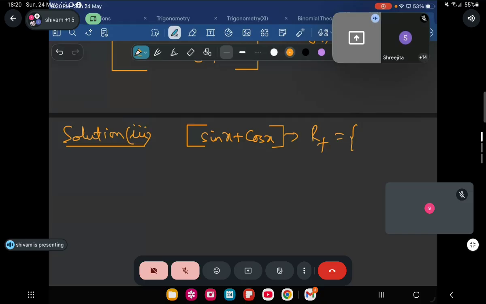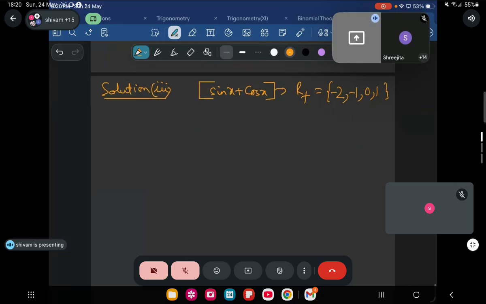So the integral values will be minus 2, since box of minus root 2 is minus 2, then minus 1, 0, 1. Can it give us 2? No. These are the only 4 values it can give us. Okay, tell me, anyone having any doubt, you can ask me.